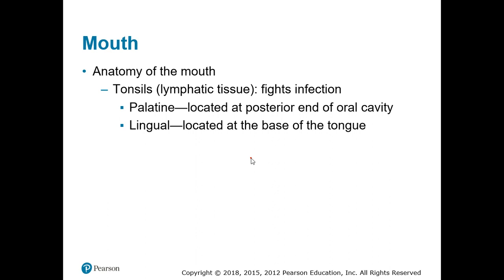A couple other things about the anatomy of the mouth. We are going to bring up this idea of tonsils, just like we did with the respiratory system. Tonsils are lymphatic tissue, and their whole function is to fight infection. There are two specifically for the mouth that we did talk about: the palatine, which is located at the back of the oral cavity, and then the lingual, which is located at the base of the tongue.